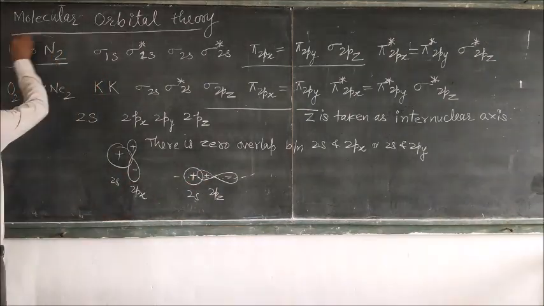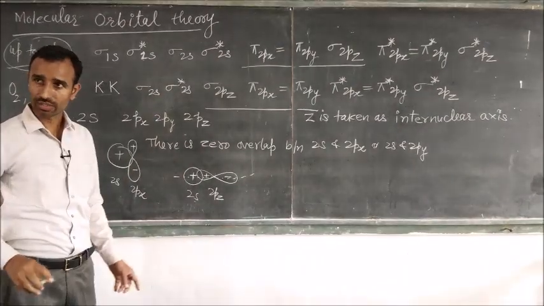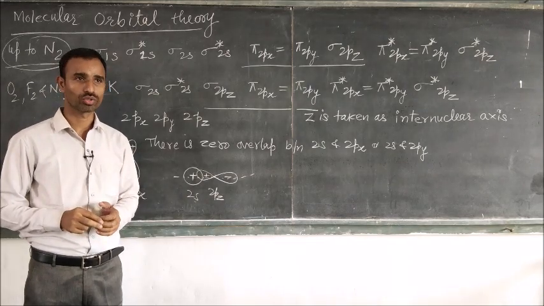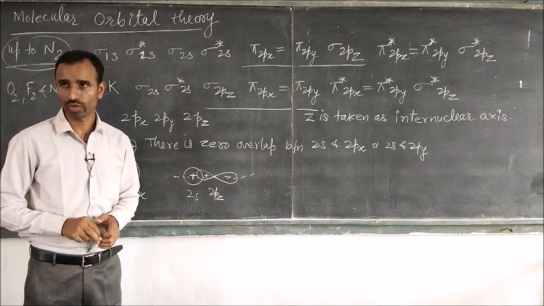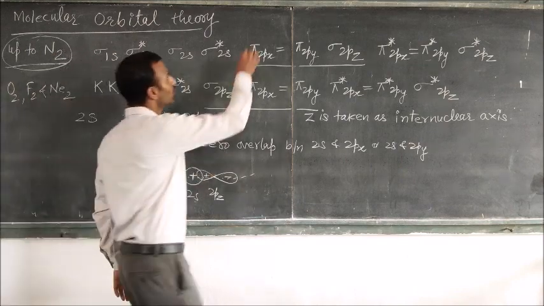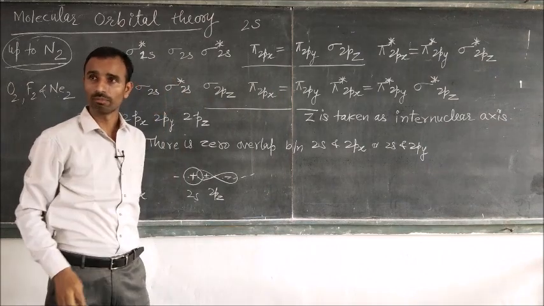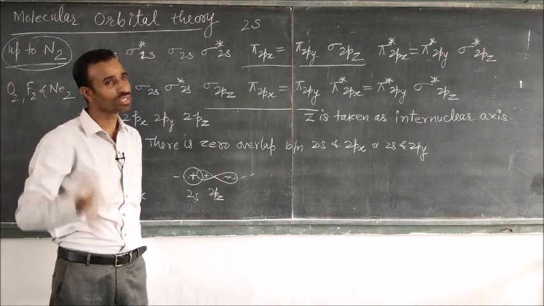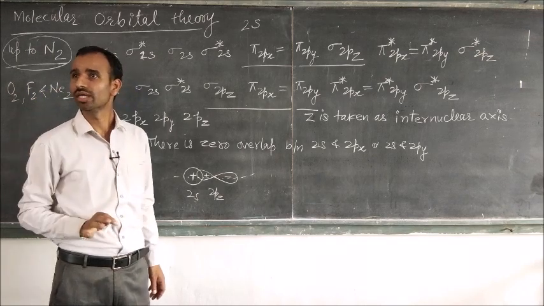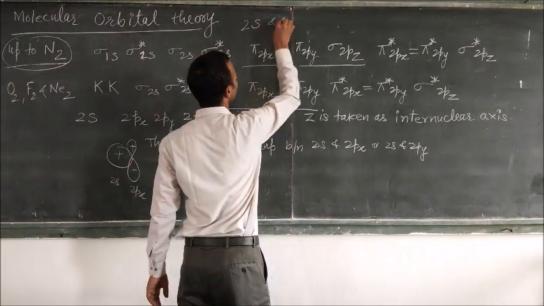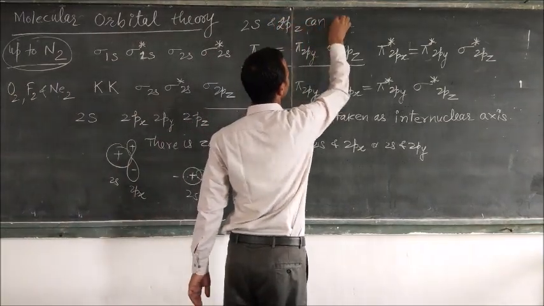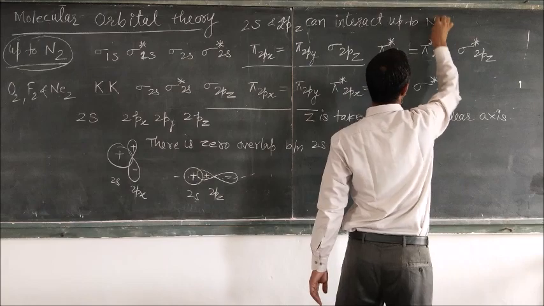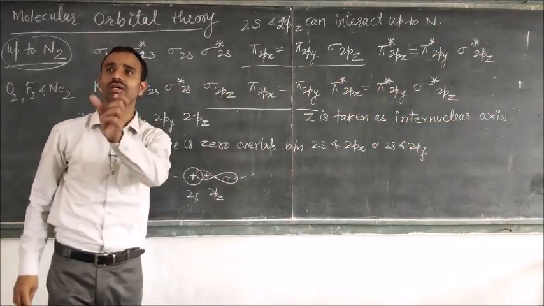So up to nitrogen, the energy difference between 2s and 2p is low. That's why 2s can interact with 2p. But which orbital of 2p can interact? Only 2pz. 2px and 2py cannot interact. So 2s and 2pz can overlap, or we can say can interact, up to nitrogen because their energy difference is less.